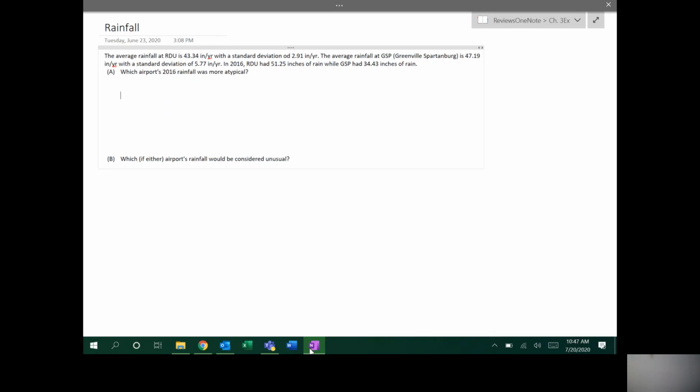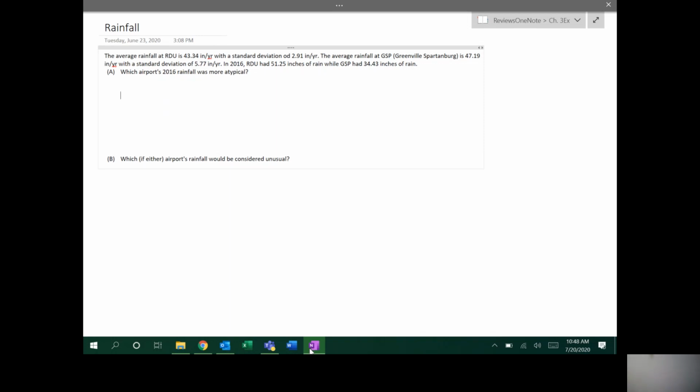You're going to use z-scores when the question gives you two means and two standard deviations. And in this case, you can see there's a mean and a standard deviation for RDU, and there's a mean and a standard deviation for GSP. So I know z-scores are somehow going to be involved in this question.